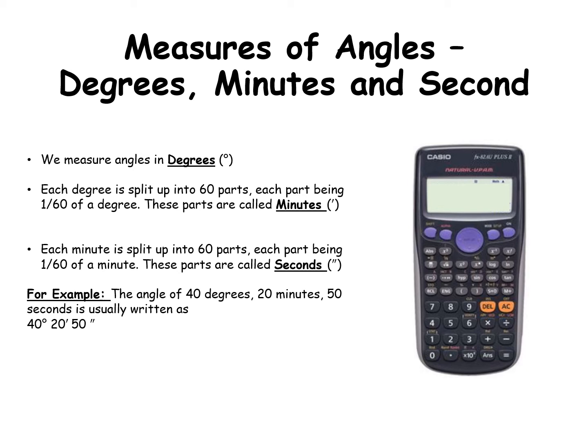Each degree is actually split into 60 smaller pieces, and each of those smaller pieces, which are 1/60th of a degree, are called minutes, and its symbol is a little dash. Then each minute is split up into 60 again, and each of those, which are 1/60th of a minute, are called seconds, and they have a little double dash. So for example, an angle could be 40 degrees, 20 minutes and 50 seconds.